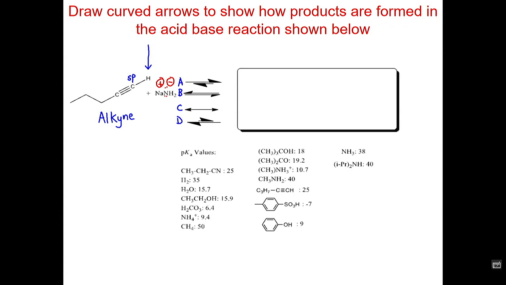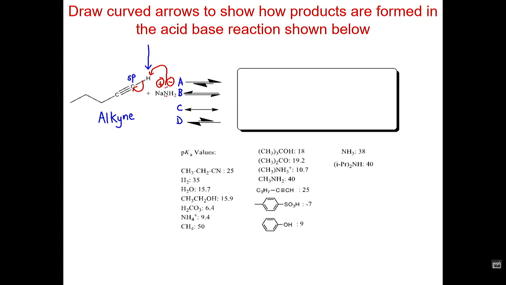The arrows in an acid-base reaction go from the base, which is a lone pair of the base, grabs the hydrogen from the acidic proton, and the C-H bond breaks and the electrons move on top of the carbon, the sp carbon. So once you have drawn the arrows, you can now just follow the arrows to draw the products of the reaction, which would be the salt of the alkyne.